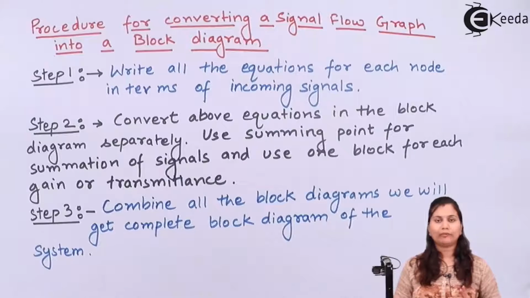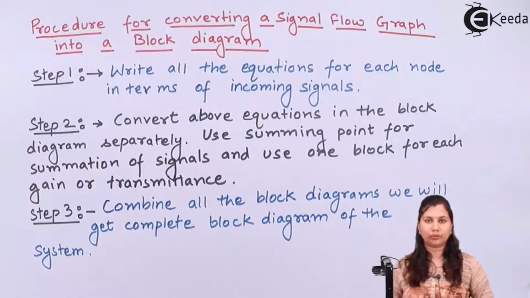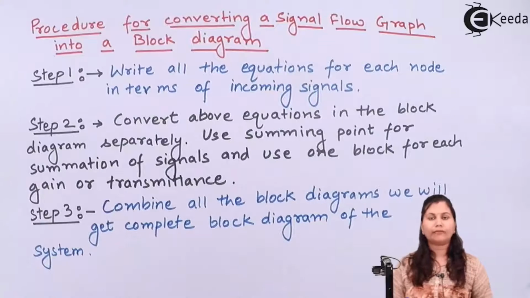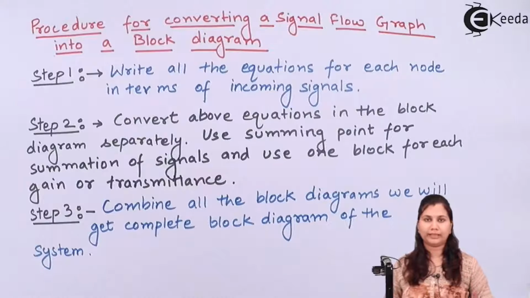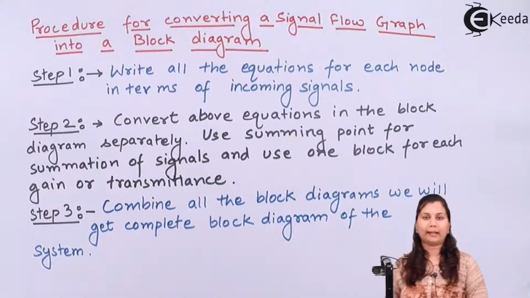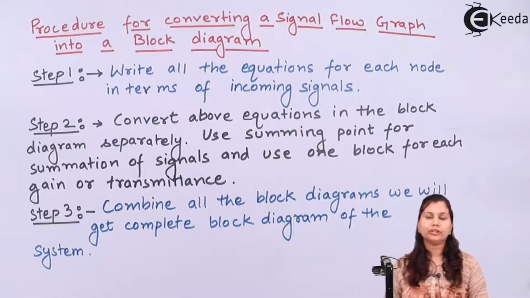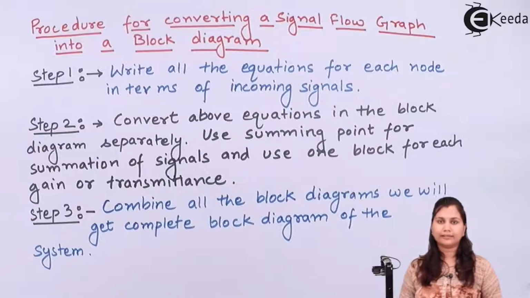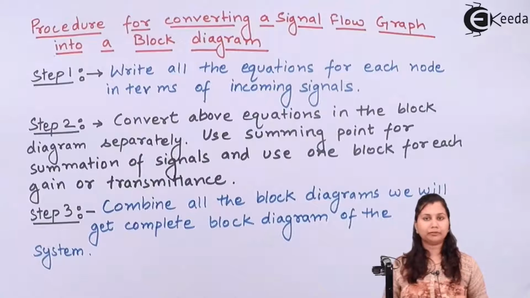In step 1, you have to write the equation for each of the nodes, and these equations should be in terms of the incoming signals towards the node. In step number 2, you have to convert all the equations which you obtained in step 1 into the block diagram separately. While converting, use a summing point for the summation of the signals, and use one block for each gain and transmittance in the signal flow graph. Now in step number 3, combine all the block diagrams which you obtained in step 2, and after combining you will get the complete block diagram for the system.